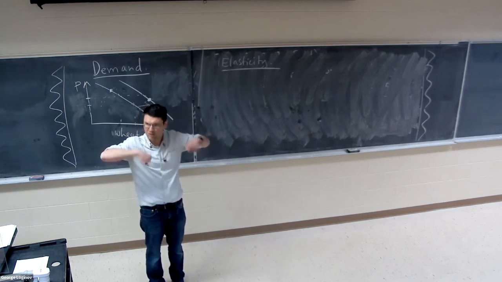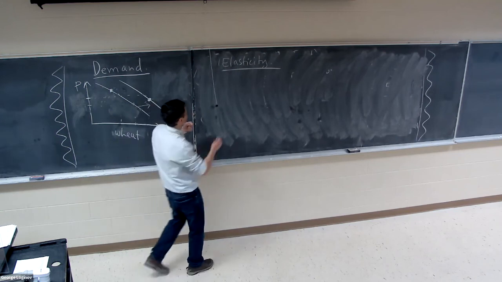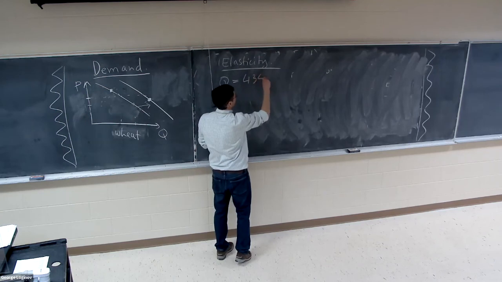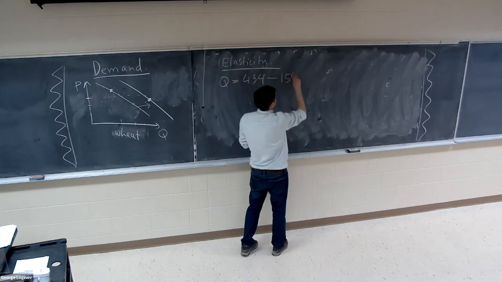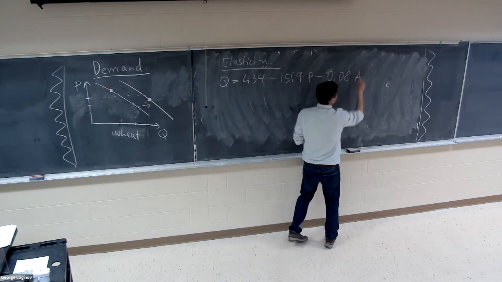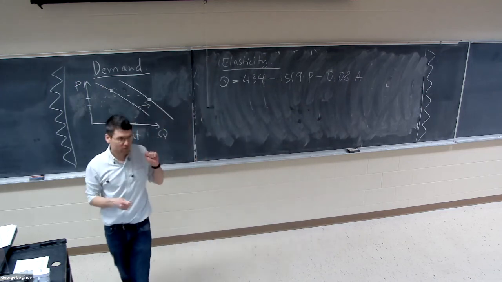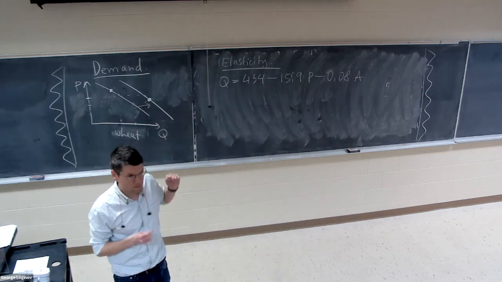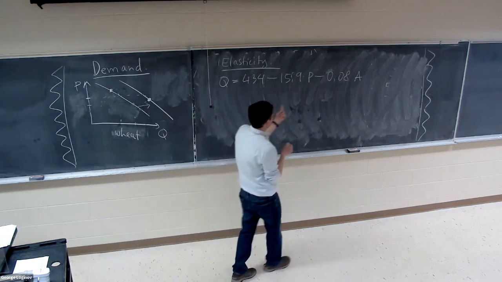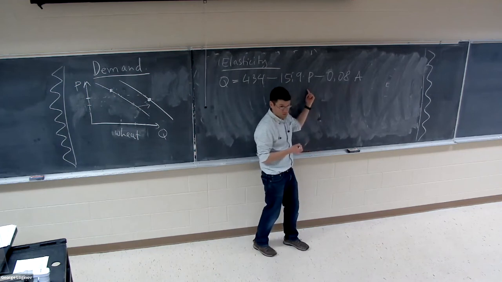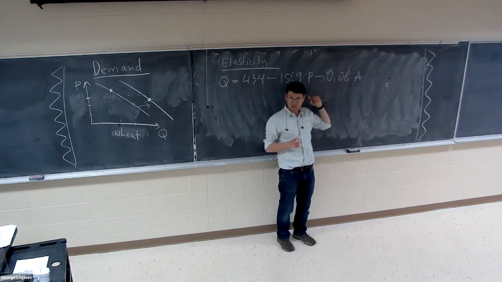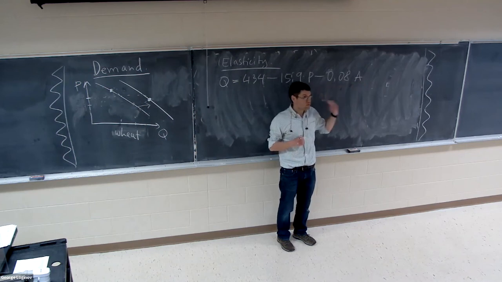So we have this model. What is it? 434 minus 15.9 price minus 0.08 times advertising. This is our model. Let's for a moment forget that it's not a great model and think about it as a good model. So what does it say? It says that these two variables are within my control. I can adjust prices and I can adjust advertising expenses, and they would independently affect my sales. And now I want to calculate the effect on my sales, but not in quantities. I want to calculate it in percentage terms.